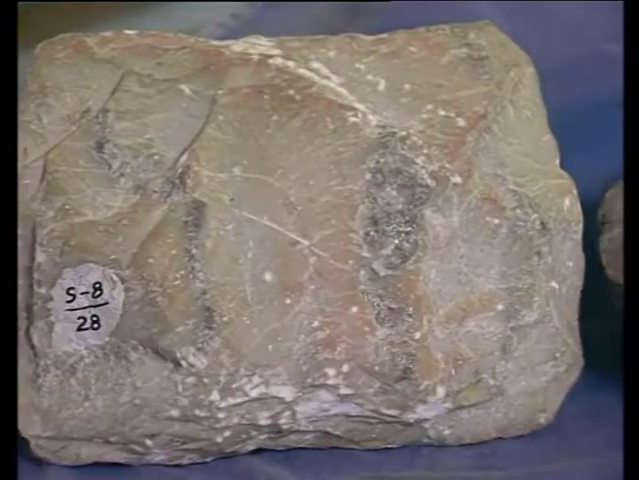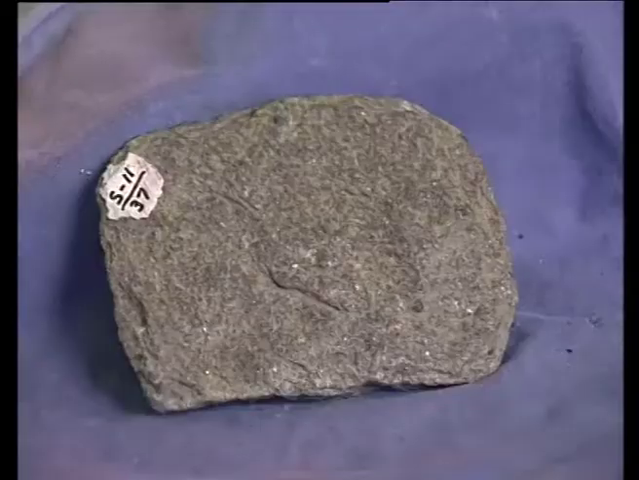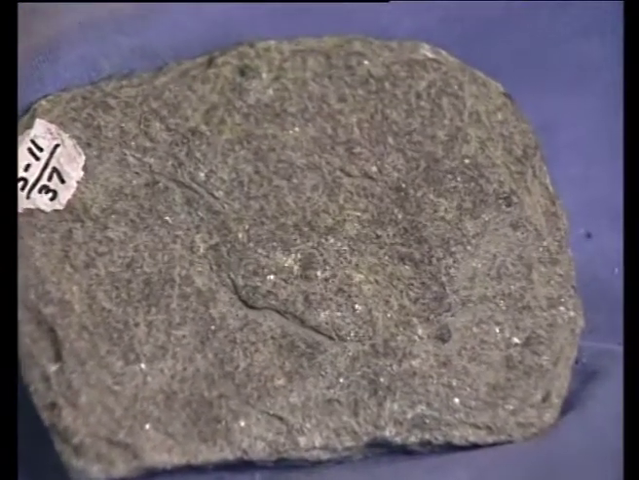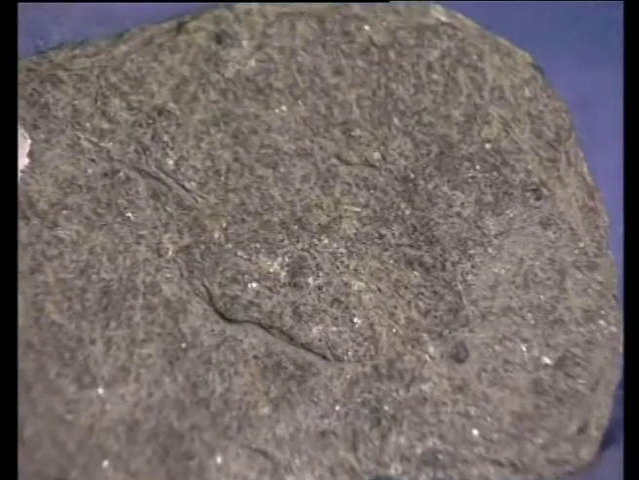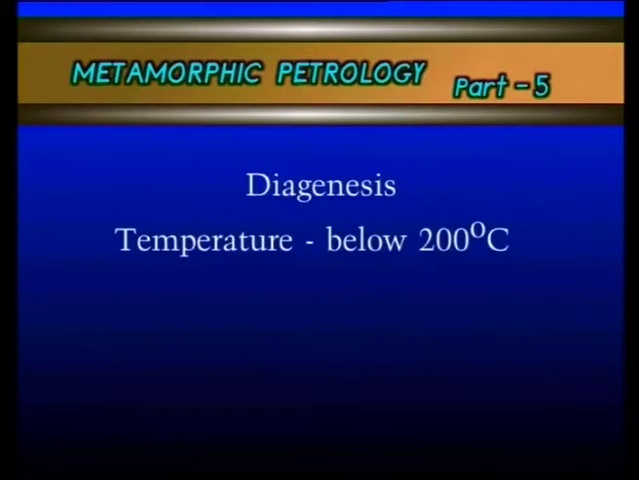We know already the types of metamorphic rocks and the different processes, particularly for the formation of different types of metamorphic rocks. We know already the difference between diagenesis and metamorphism. Diagenesis occurs normally when the temperature is below 200 degrees centigrade.